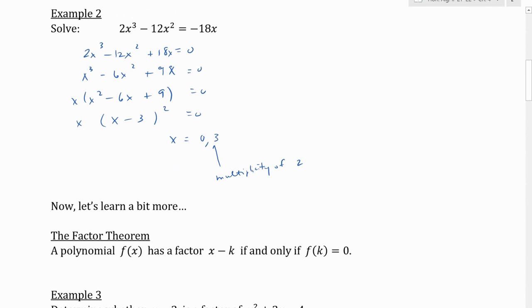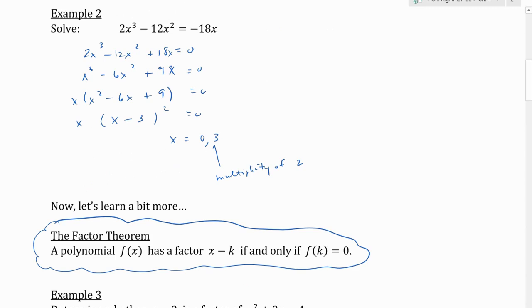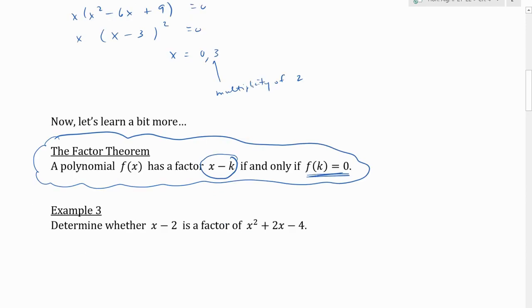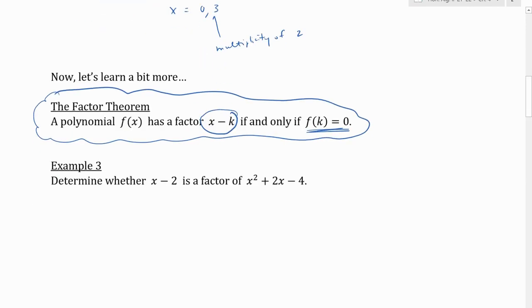All right, last thing to learn before the first chapter 4 test. It's called the factor theorem. First, we're just going to write down what the theorem is, and we'll show you why it works. So a polynomial has a factor of x minus k if and only if f of k is 0. All right, now let me show you an example of us just applying the theorem, and then you'll hopefully see why it works.